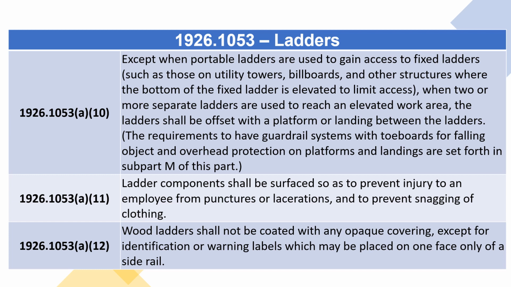1926.1053(a)(11): Ladder components shall be surfaced so as to prevent injury to an employee from punctures or lacerations, and to prevent snagging of clothing. 1926.1053(a)(12): Wood ladders shall not be coated with any opaque covering, except for identification or warning labels which may be placed on one face only of a side rail.